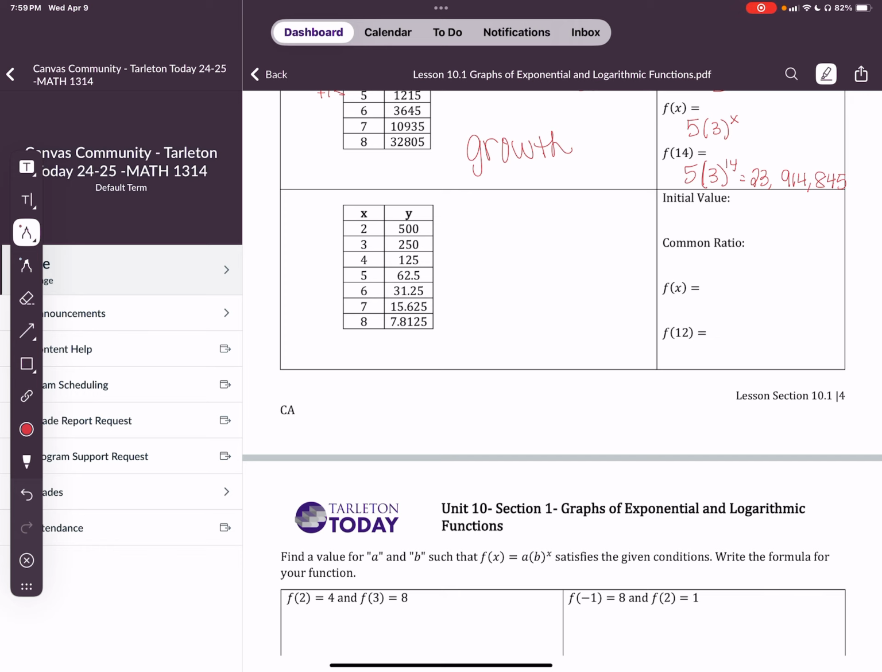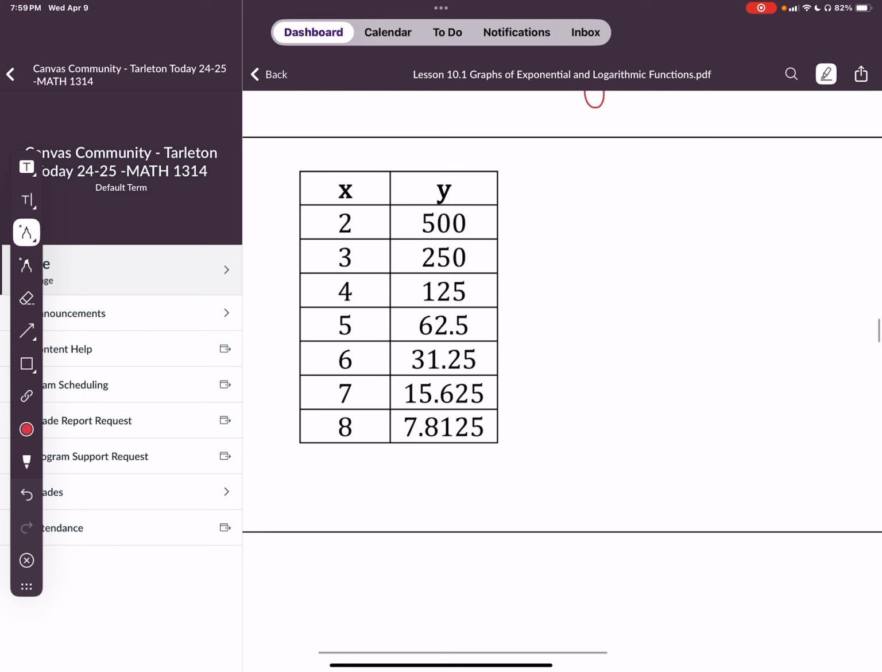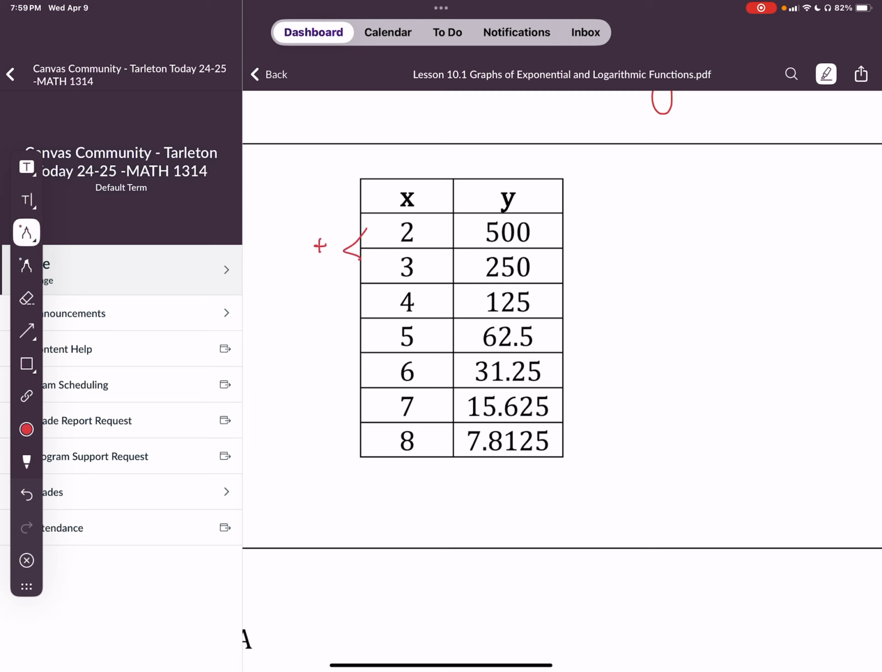Okay, so here on number 3, again, we're going to say, okay, 2 to 3, you add 1. So I need my initial. So I need to find out, well, what is it at 0? Well, I notice if I do 500 divided by 250, I get 2. But I need that to be something I can multiply. So I don't take 500 times 2 to give me 250.